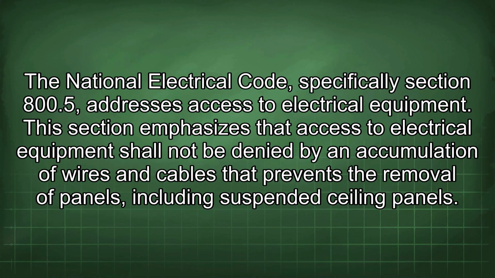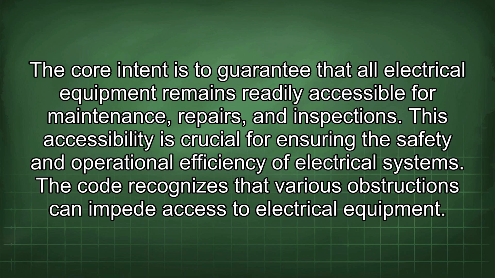The National Electrical Code, specifically Section 800.5, addresses access to electrical equipment. This section emphasizes that access to electrical equipment shall not be denied by an accumulation of wires and cables that prevents the removal of panels, including suspended ceiling panels. The core intent is to guarantee that all electrical equipment remains readily accessible for maintenance, repairs, and inspections. This accessibility is crucial for ensuring the safety and operational efficiency of electrical systems.